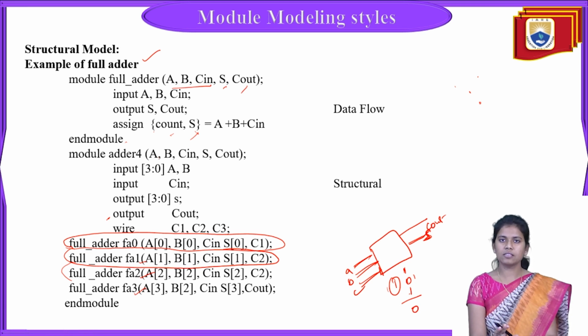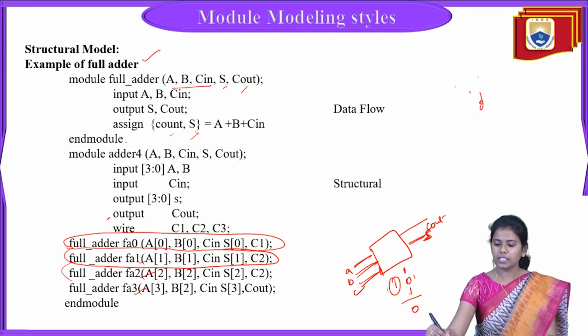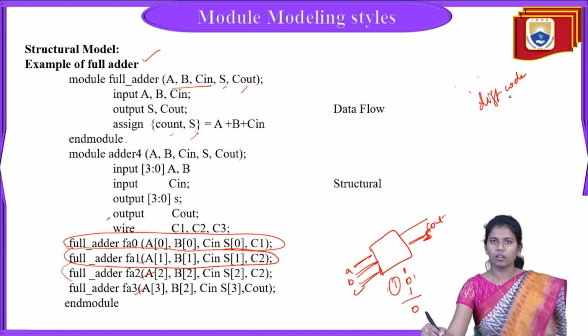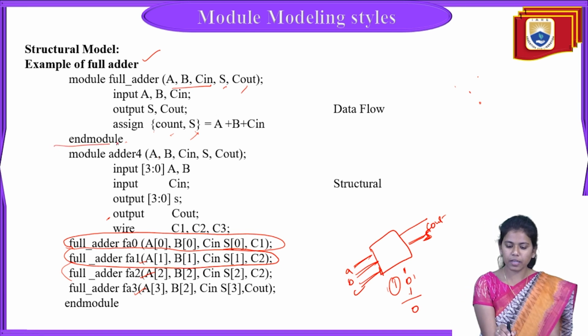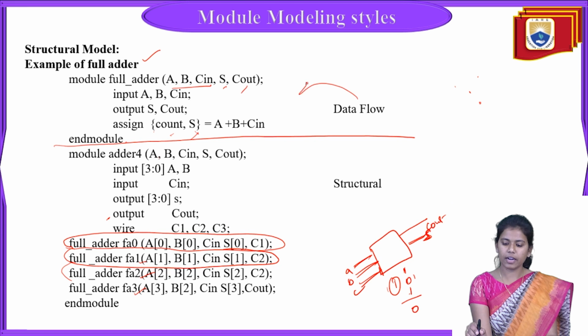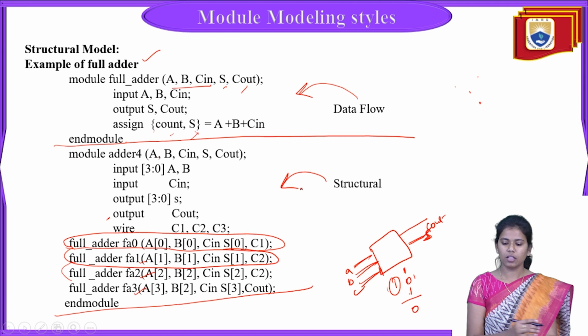In this, as I said before, this structural model is difficult to decode, and it's difficult to write. Till this particular point, we are calling it data flow modeling, and here we are calling it structural level. This is the data flow level. In this data flow level, we just represent the gate name, ports, port list, input output port list, sentences followed with the assign keyword, and ending with the end module.